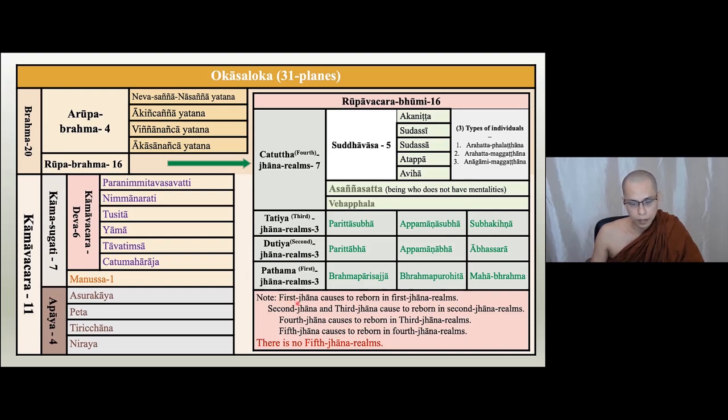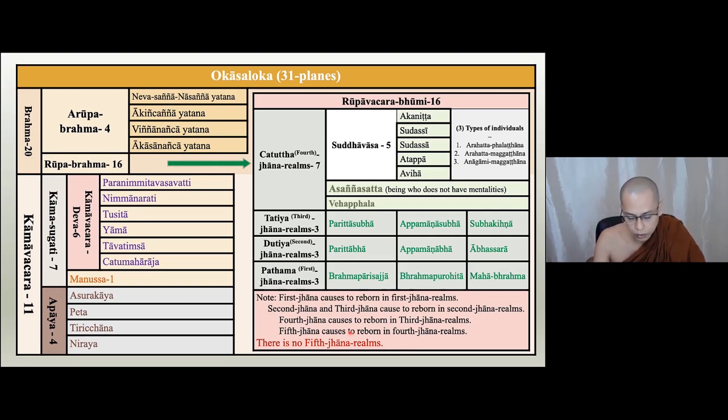So here, if we connect the jhana and the plane of existence, we will understand that the first jhana causes rebirth in the first jhana realm. This was discussed in this lesson, because we were focused on karma and patisandhi, the relationship between karma and patisandhi, in the next lesson. Here, just note that in the realms of existence, there is no fifth jhana realm. So the fourth jhana causes rebirth in the third jhana realm, and the fifth jhana causes rebirth in the fourth jhana realm. It is a little bit complicated due to the difference in classification of the types of jhana in the Sutta system and the Abhidhamma system.